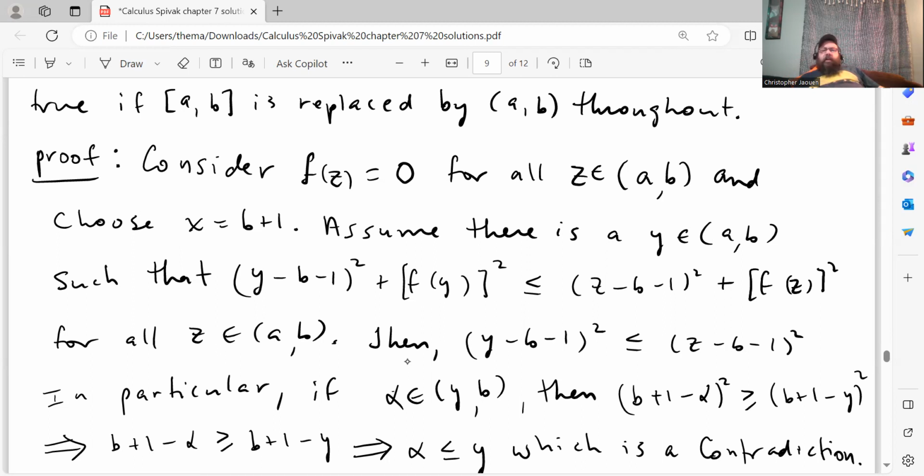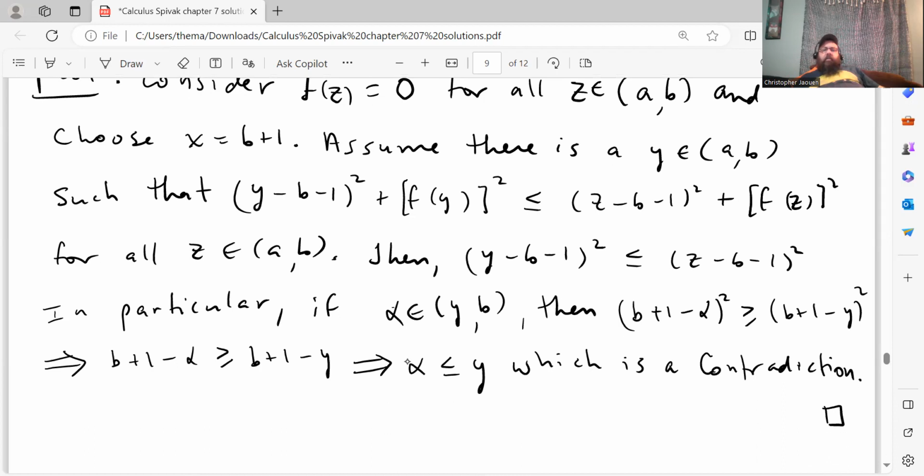Assume there is a y in the open interval from a to b, such that y minus b minus 1 squared plus f of y squared is less than or equal to z minus b minus 1 squared plus f of z squared for all z in the open interval from a to b. Then y minus b minus 1 squared is less than or equal to z minus b minus 1 squared. In particular, if alpha is some number in the open interval from y to b, then b plus 1 minus alpha, I just switched the direction here, but because you're squaring, it gives you the same thing. It's just more convenient to write it in that opposite direction.